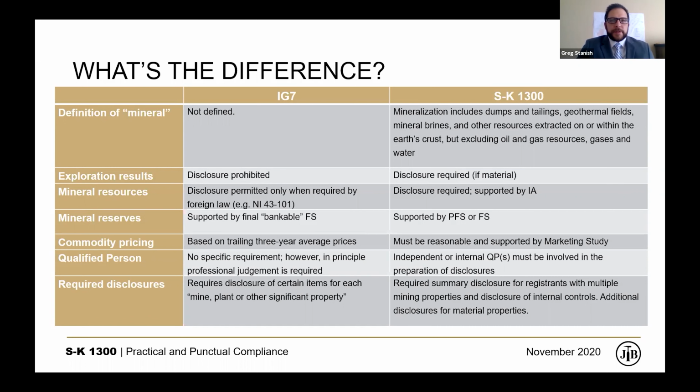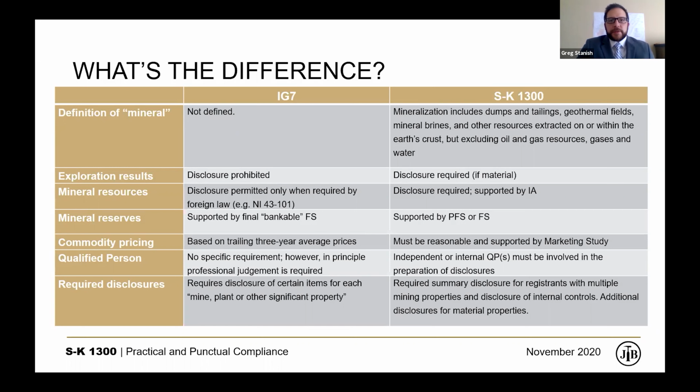A few of the key differences include things such as the definition of what may be considered a mineral. Under IG7, this is not defined. Under SK 1300, it states that a mineral may include things such as dumps and tailings, geothermal fields, mineral brines, or any other resource extracted on or within the Earth's crust. Some specific exclusions are made for oil and gas resources, other types of gases, and water.